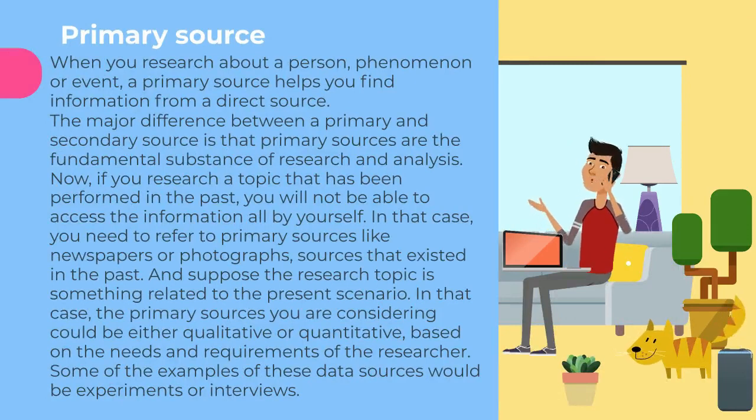Primary source. When you research about a person, phenomenon or event, a primary source helps you find information from a direct source. The major difference between a primary and secondary source is that primary sources are the fundamental substance of research and analysis. Now, if you research a topic that has been performed in the past, you will not be able to access the information all by yourself.